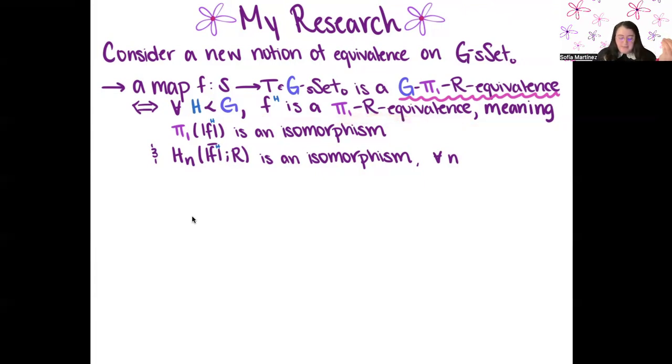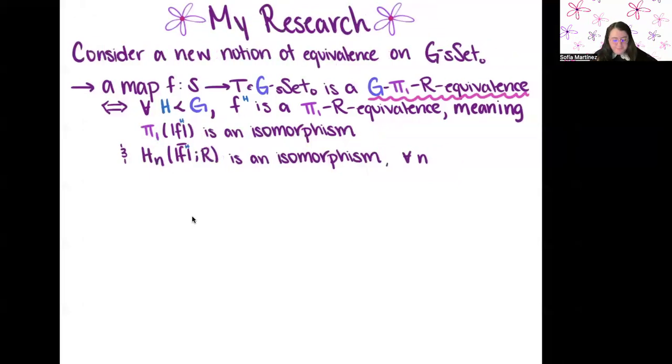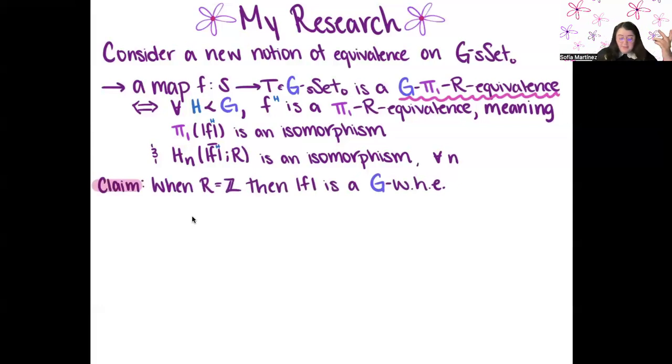What does that mean? That means on fixed points, once you geometrically realize, you have an isomorphism on pi 1s, and you have an isomorphism at the level of universal covers on homology groups. Fantastic. This is exactly following the motto that I gave before and incorporating this more general map that I discussed earlier. A claim is, again, when R is equal to the integers, you can recover the notion of G weak homotopy equivalence. Fantastic. We're exactly on track as before.